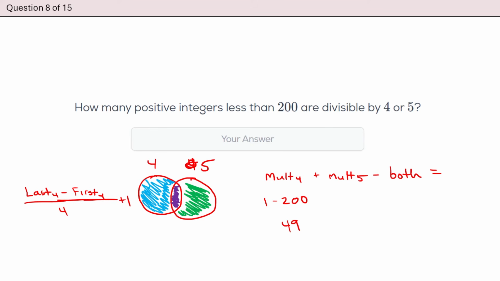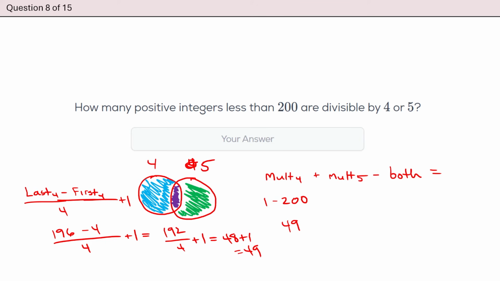So if we actually do that process from 1 to 200, less than 200, what is the last multiple of 4? It's going to be 196. Remember, we can't include 200. Minus the first multiple of 4, which is obviously 4. We're going to divide that by 4, and then we're going to add 1. So we have 192 over 4 plus 1. 192 over 4 is 48. And then, of course, 48 plus 1 is 49. Okay, so we found the number of multiples of 4.